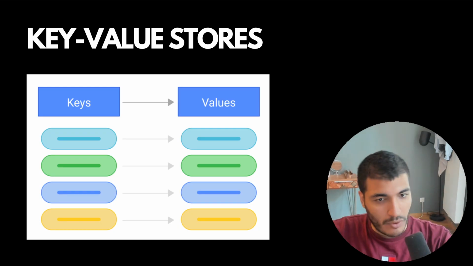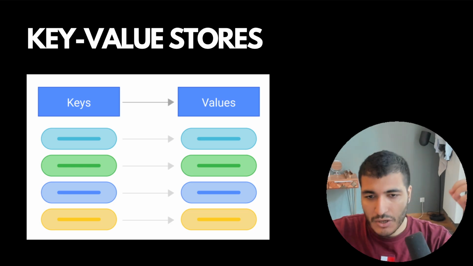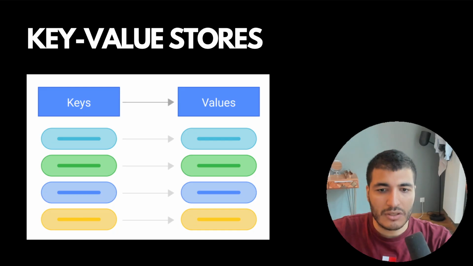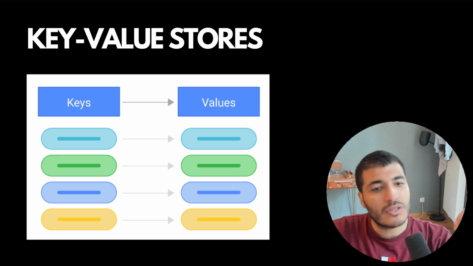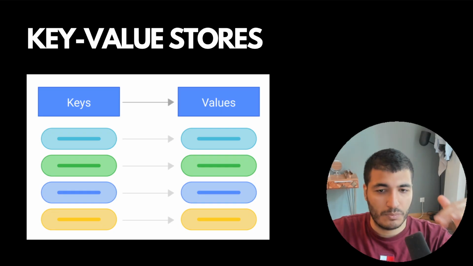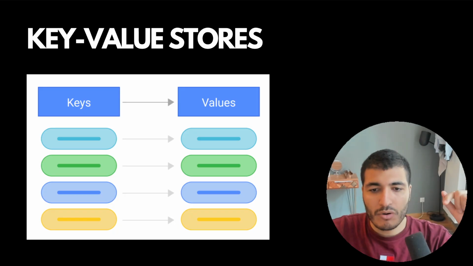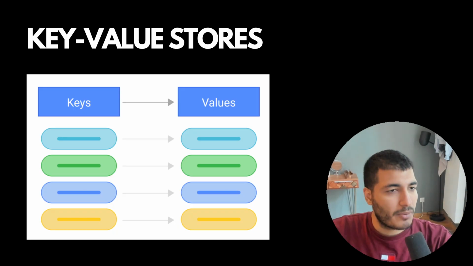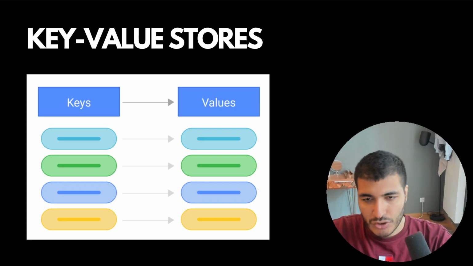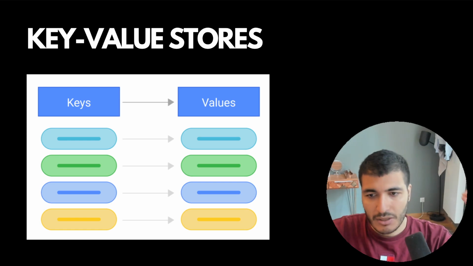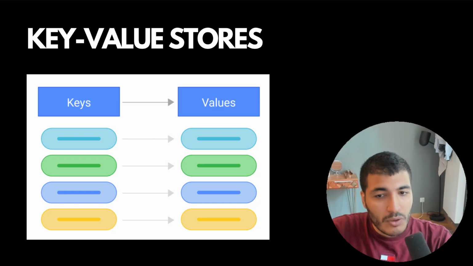For common uses of this one, you can use them in session storage, for example, managing user session information in web applications, such as user preferences, shopping cart contents, or authentication tokens, where quick access is essential. Also, you can use them in caching, like implementing caching layers to boost the performance of applications by storing frequently accessed data in memory for rapid retrieval, reducing the load on the primary database. Also, you can use them in real-time data processing, quickly storing and retrieving data for real-time analytics, event processing pipelines, and maybe message queues where low latency is crucial.